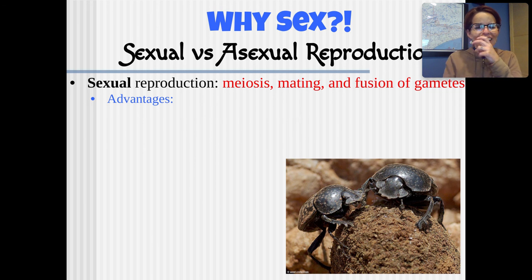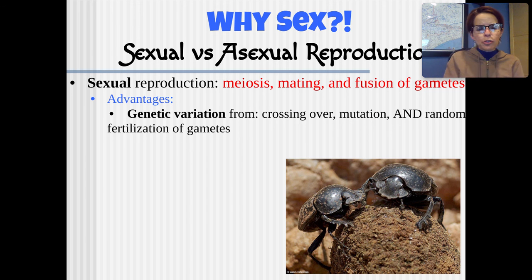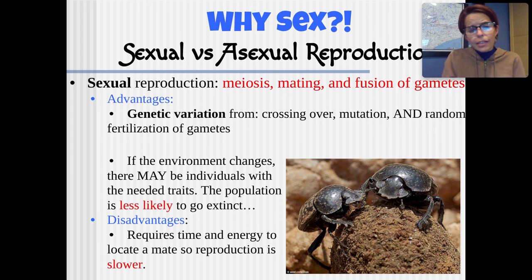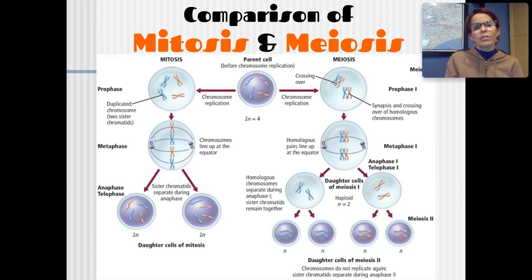They crack me up. All right, what are the advantages to sexual reproduction? We get a lot of genetic variation. So if the environment changes, we have more diverse species. There's more likeliness that if there's a new disease, someone will be immune to it, or if the environment changes, some individuals will be able to handle that change. So the populations are less likely to go extinct. Of course, the disadvantages are the opposite. It requires a lot of time and energy to locate a mate, so reproduction is much slower among sexually reproducing organisms.